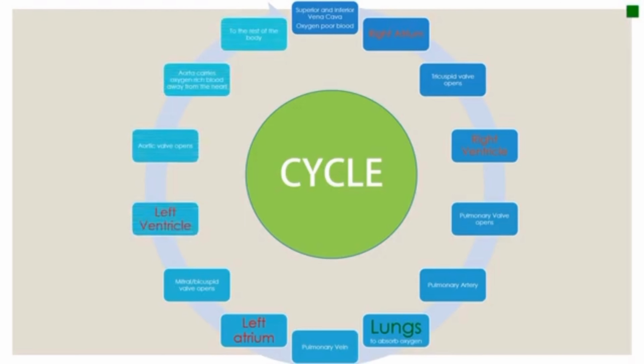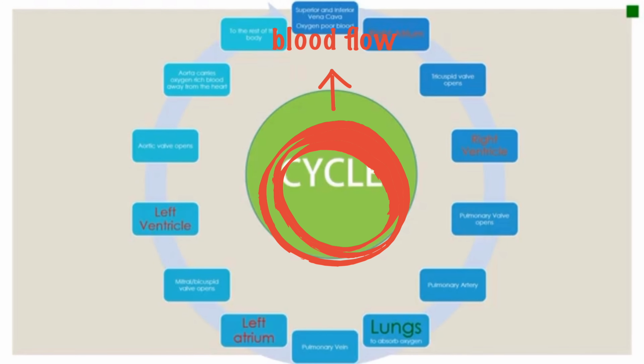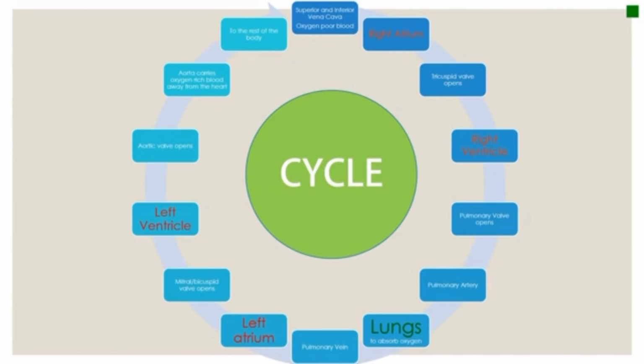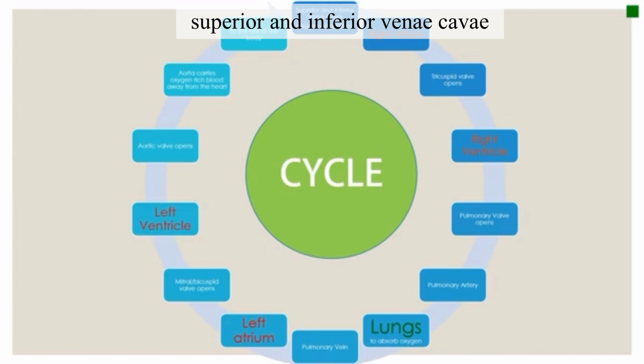So let's summarize. The blood flow is a continuous activity that happens in our body. Without the blood, the nutrients and other materials will not circulate in our body. So, let us summarize what happens during blood flow in the heart. First, the superior and inferior vena cava carry oxygen-poor blood.